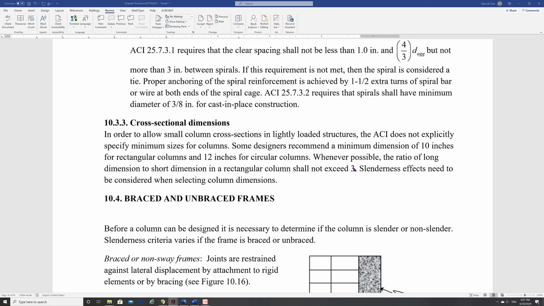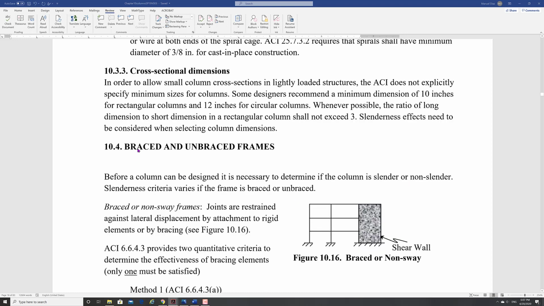Now, when you select your dimensions, you have to consider slenderness effects. What is this? This is what you learn in mechanics of solids. Buckling, columns, compression members, right? So we need to know that. When you look at slender members in concrete, the first thing you need to know is if it's braced or unbraced. Some of you have taken steel design, and so you know what a braced member is in steel design. But in concrete, we don't have that kind of braces. What we have is walls, and walls act as braces.